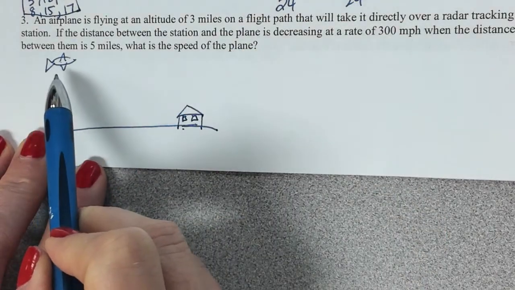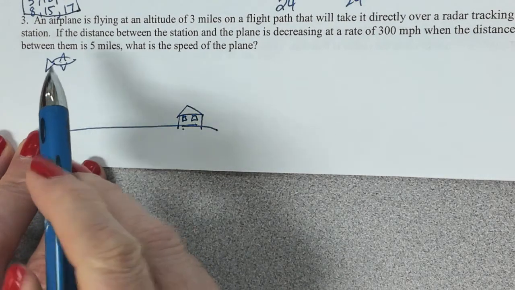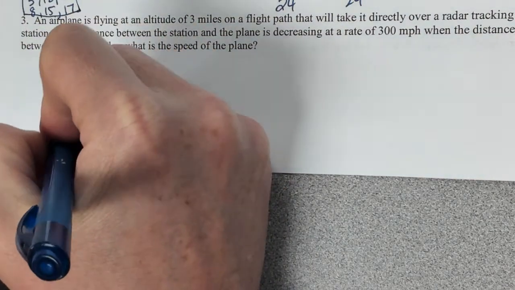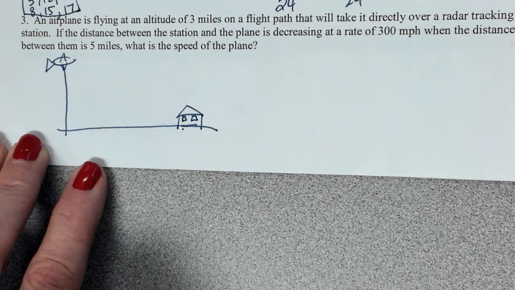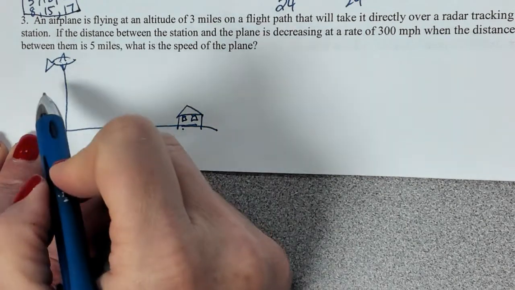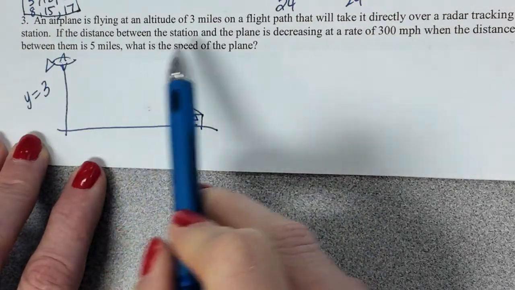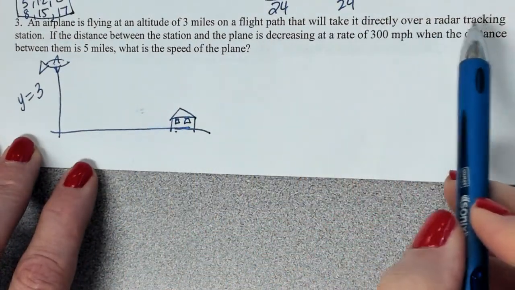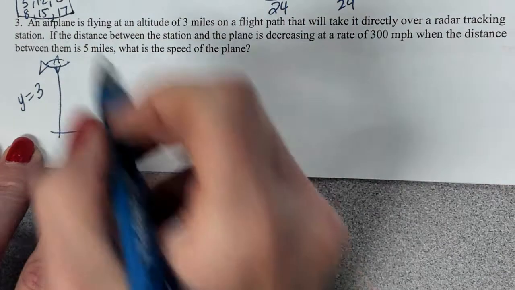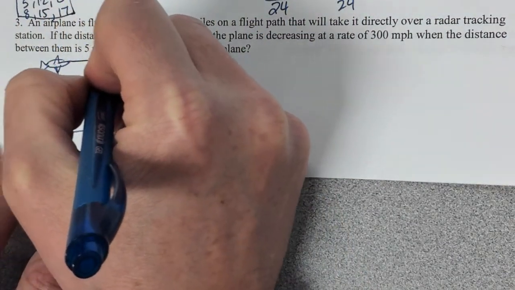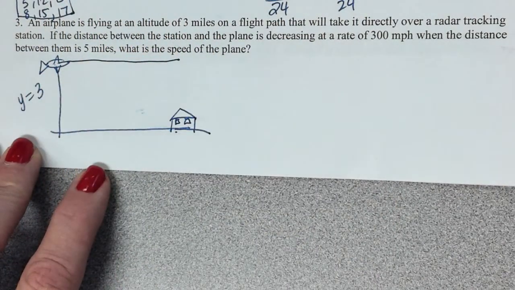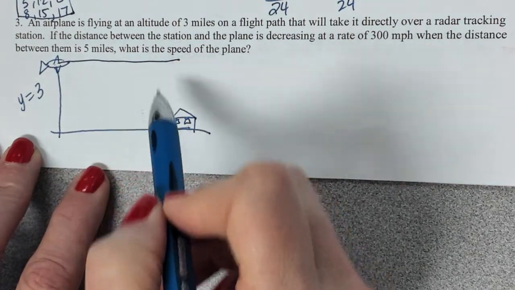Okay, the airplane is at an altitude of 3 miles. So altitude means what? Yeah, it's height up in the air. So this is going to be 3. This is my y value, that's 3. On a flight path that will take it directly over a radar tracking station. So the airplane's flying directly like this. It's going to go right over top of that station.